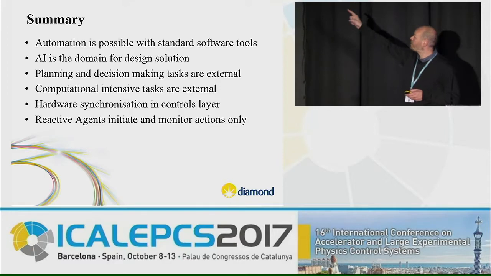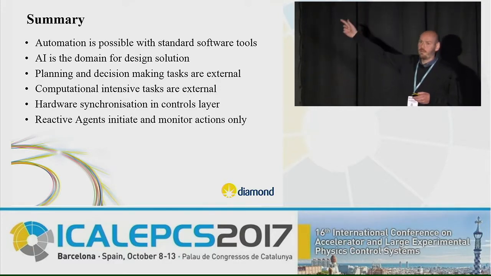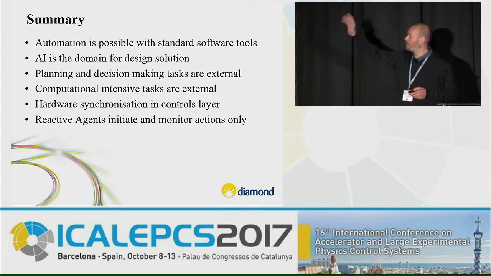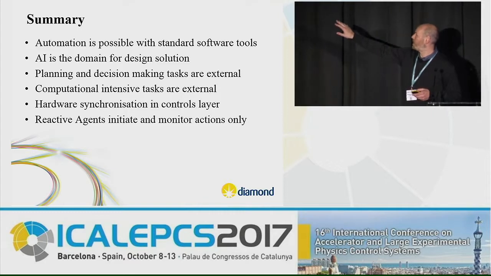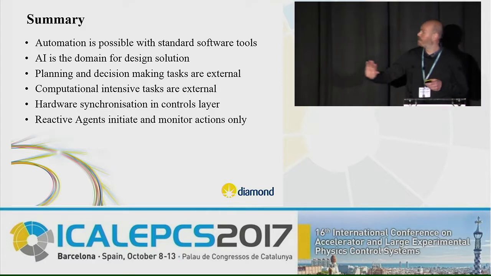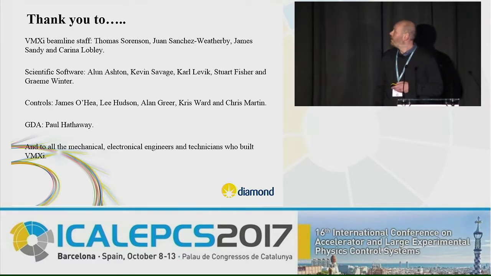Summary: automation is possible with standard software tools. AI is our domain solution, right? Planning and decision making, kick them out. Computationally intensive tasks should be external. And hardware synchronization, push down to the controls layer. And the reactive agents, all they do is initiate and monitor actions only.